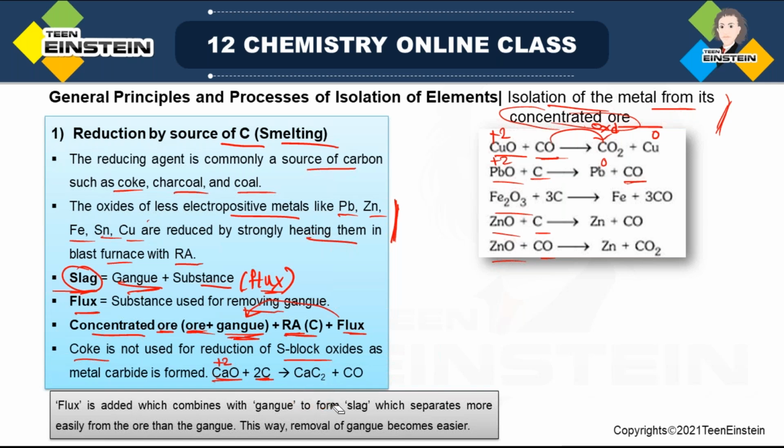So here, while we add flux, what is the reason behind that? That is mentioned. Flux is added, which combines with gangue to form slag, and slag will be separated more easily from the ore compared to the situation when you have not added flux. Then it is difficult to remove these impurities. But if you are adding flux, now flux is combining with gangue. Ultimately, it is forming slag, and its removal will be easier.